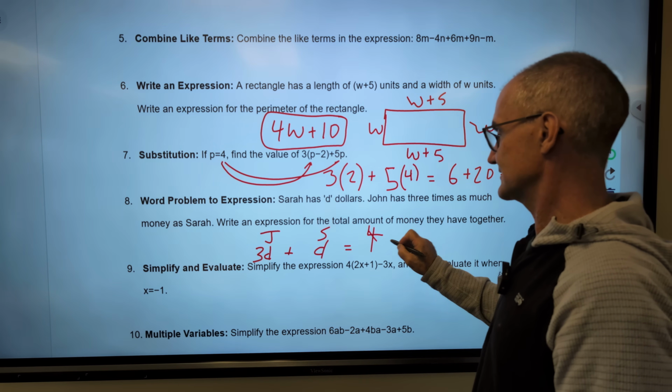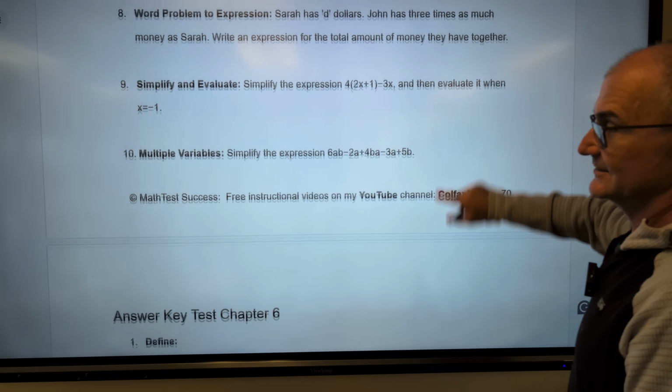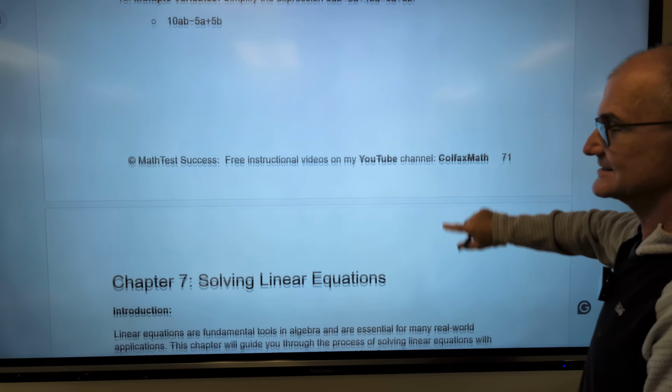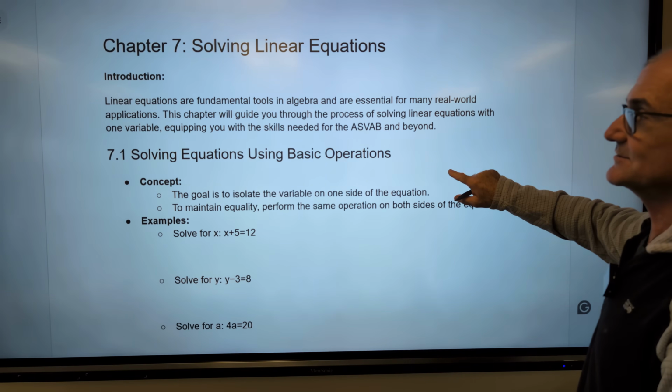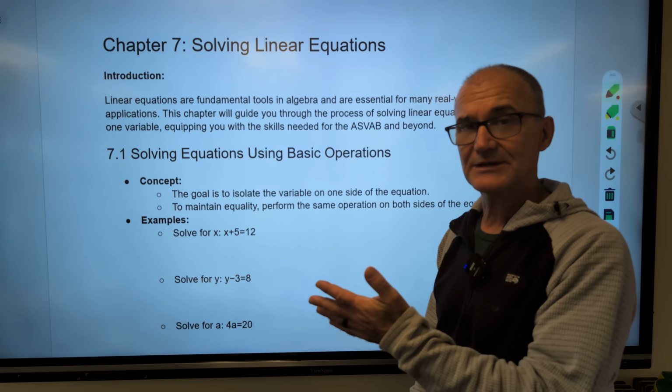Pen's kind of going slow. That's a 4D. All right. Hopefully you're still with me. Here's the answer key to all of chapter 6, and that's going to bring us to chapter 7. So one more quick recap on the couple big ideas.